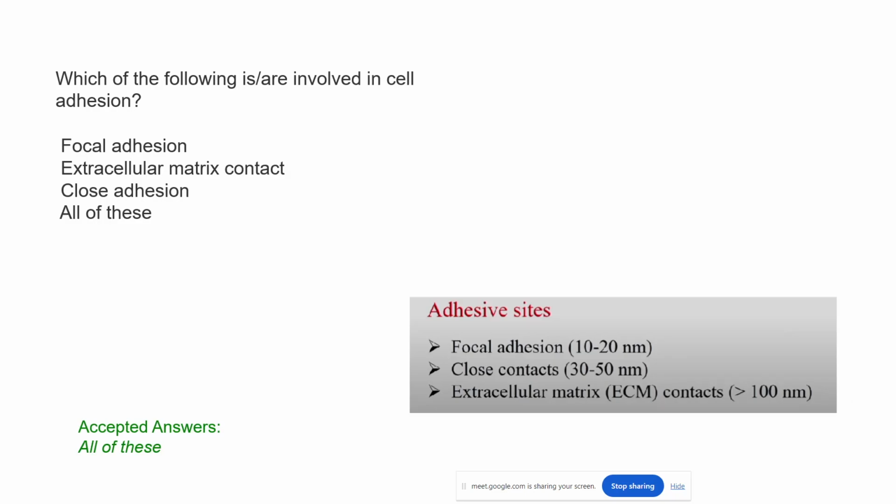Okay. So the next question was, which of the following is or are involved in cell adhesion? The options were focal adhesion, extracellular matrix contact, and close adhesion. So here, all of these would be the correct answers. And as shown in the lecture also, these three are involved in cell adhesion.